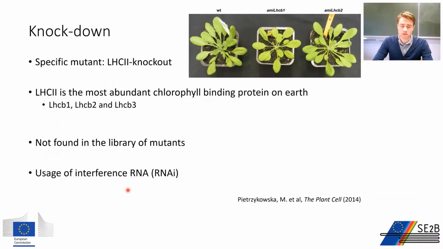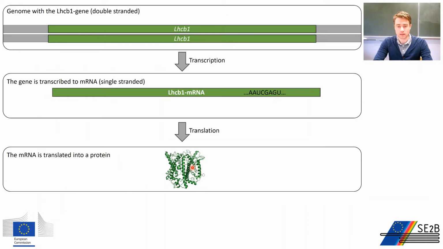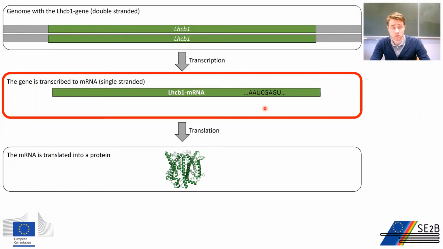So what they used was interference RNA, and here we can see an overview. If we have the genome with a gene located on it, this is normally transcribed into messenger RNA, and this messenger RNA is translated. Now you know that this messenger RNA is single-stranded, and it has a sequence, for example, like this. And what we will do is use this interference RNA at the level of the messenger RNA. And this is also a system that has been used by plants and other organisms themselves to regulate the level of expression.